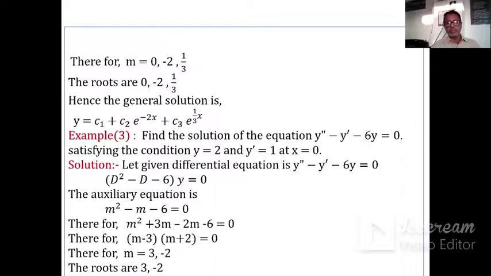Now from this y, first find y dash, and then we use the conditions given in our example. Here they say that when x is 0, y is 2, and when x is 0, y dash is 1. In the first equation, we choose x = 0, y = 2. Means we get 2 = c1 + c2, since e^0 is 1.